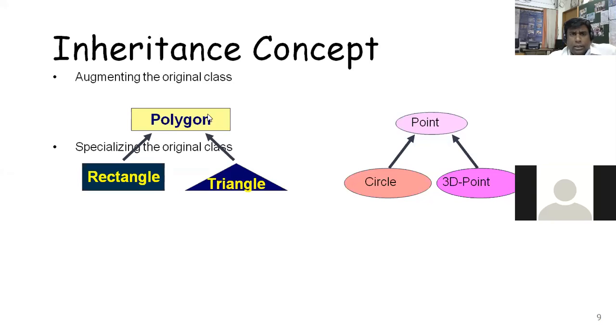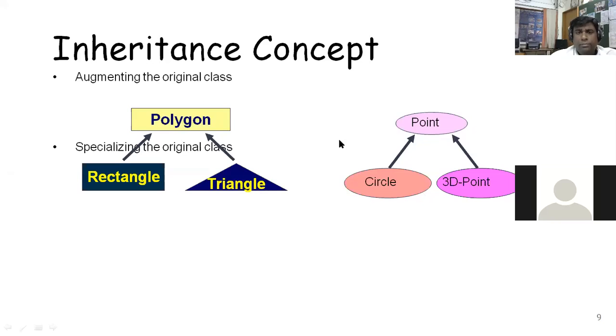Look at this. Inheritance में भी यही चीज होती है. Polygon is the general word. But when we look at the rectangle and triangle, this is the specialization. कि polygon किस type का? This is the rectangle, and this is the triangle. This is the circle. Point. What type of point are we talking about? The point is a general word. But the circle and the 3D point are the specialization.